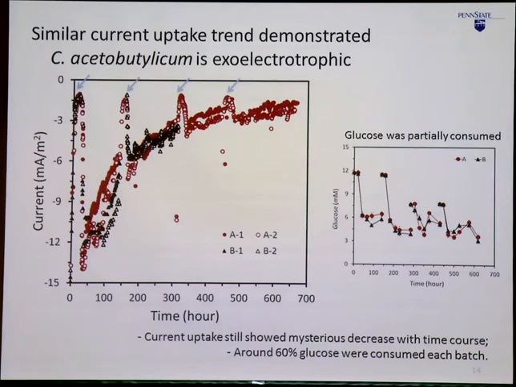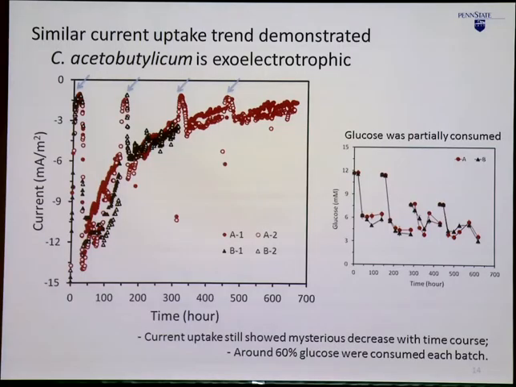So first we found a similar trend of the current uptake as we saw before. In the first 2 cycles, when groups A and B were both in the closed circuit, they showed a similar current uptake, which showed that they were comparable. And in the last 2 cycles, only group A was set as closed circuit. The current uptake showed the mysterious decrease as previously, and the glucose quantified by the sulfuric method showed around 60% consumption during each batch.